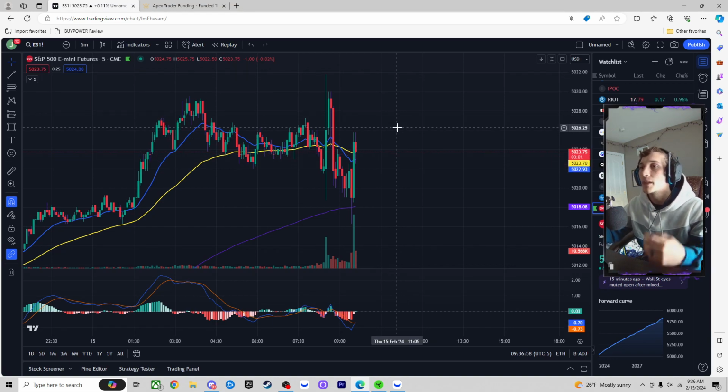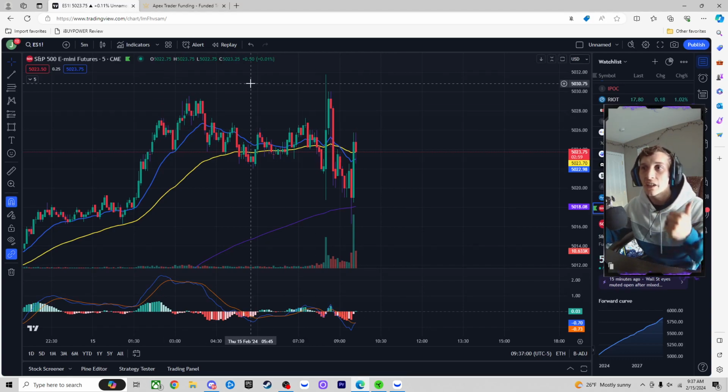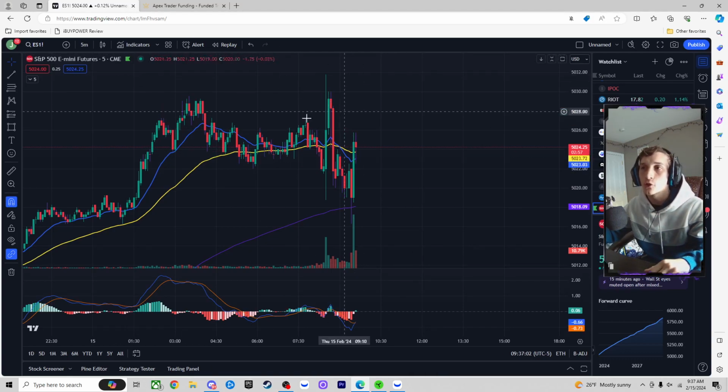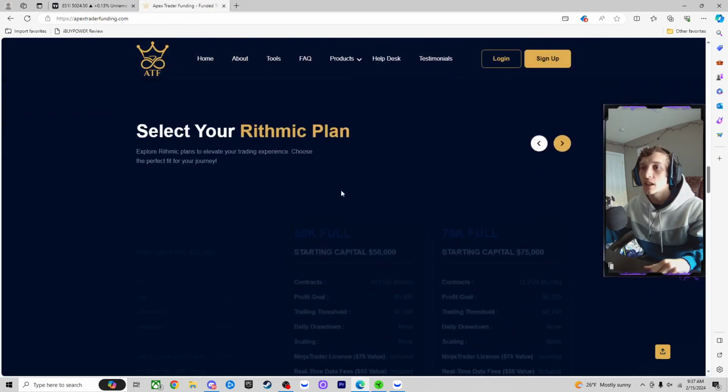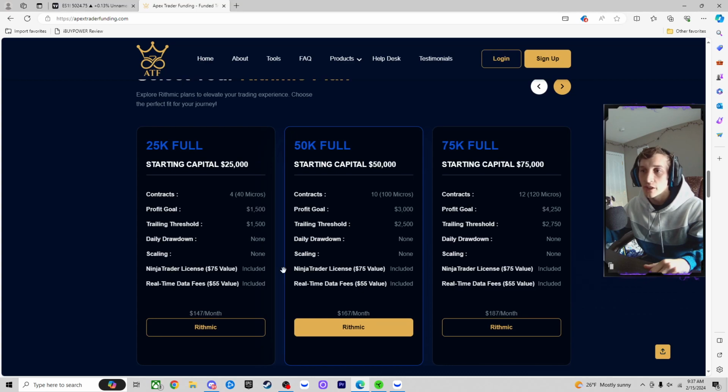So definitely try out the futures market here. ES, NQ, those are the two ones on TradingView you want to use. Again, when you do purchase these, you do get a platform called Ninja Trader. You get a full license, $75 value included with your eval and your funded account. So definitely something worth looking into, and I do believe they give the real-time data without any fees, because you'd be trading with their Ninja Trader account. So definitely something worth trying, guys.